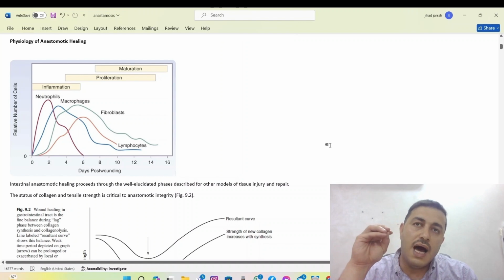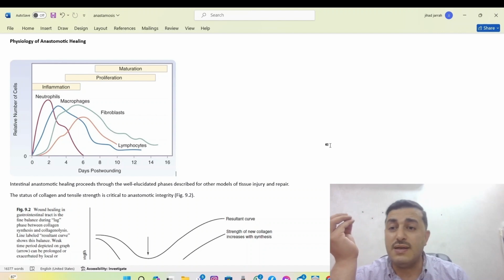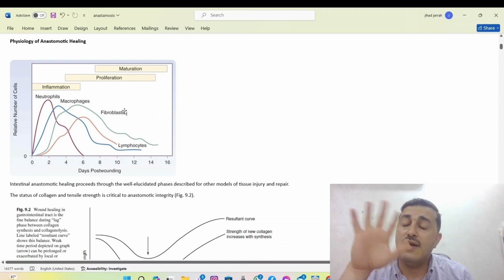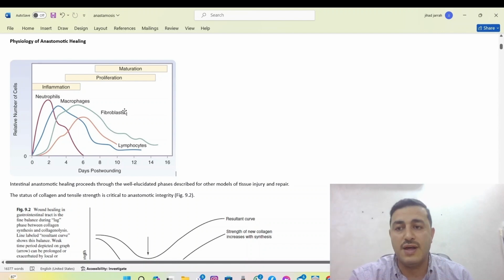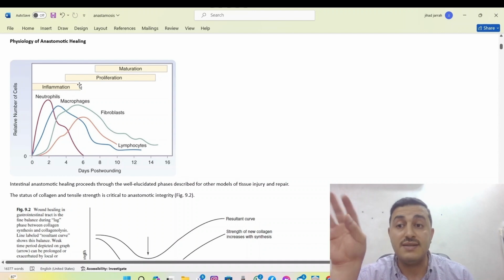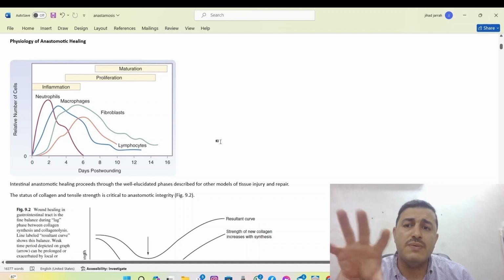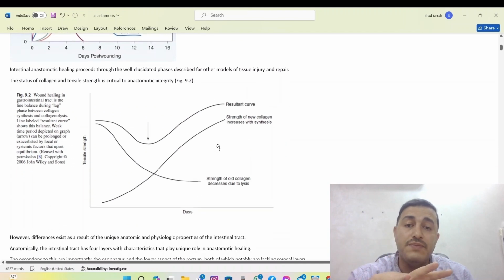To understand how the anastomotic wounds heal, actually we have to have a general background of wound healing in general. There are common principles. For example, if you see in this picture, the phases of wound healing are the same in the skin or in the GI system. It starts with the inflammatory phase, proliferation phase, and maturation phase. And this picture shows you the predominant cell in each phase. But there are some differences.